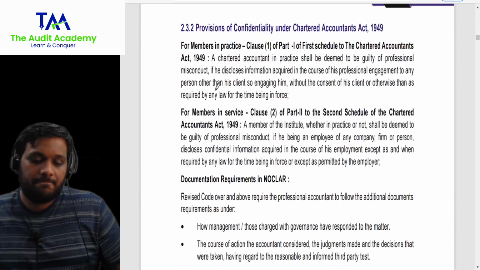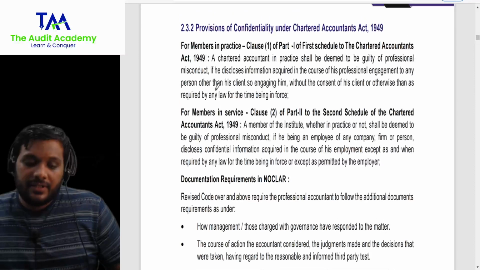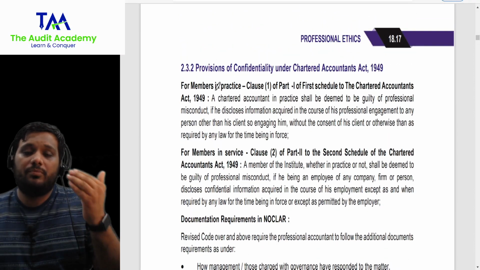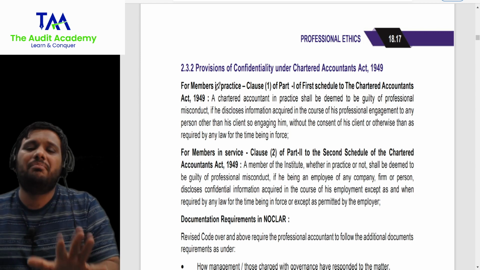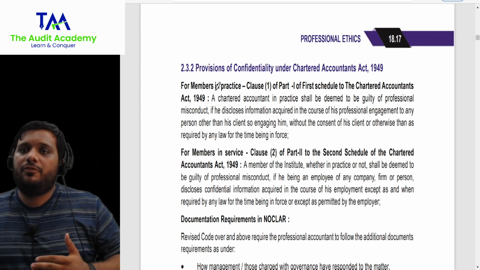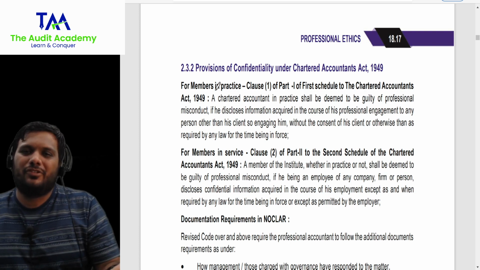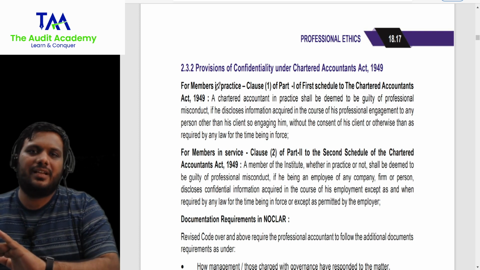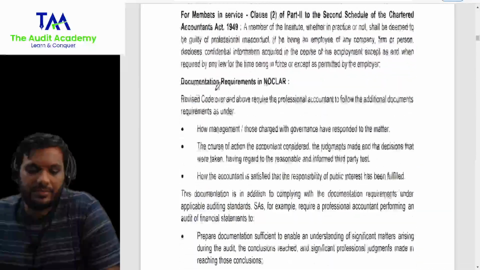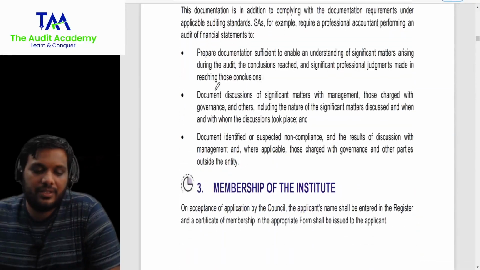Then they have discussed confidentiality, that you need to ensure that you are not breaching confidentiality. What is the simple principle of confidentiality? Whether you are serving your client or employer, if you are under legal compulsion to disclose, you will have to disclose. Otherwise, you have to take consent and then disclose. But if you are under legal compulsion, you will have to put it up. Then the documentation requirements, and done.